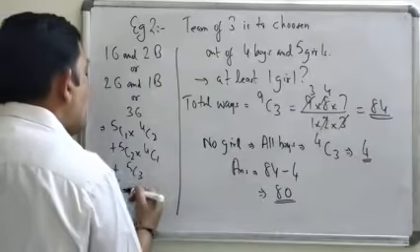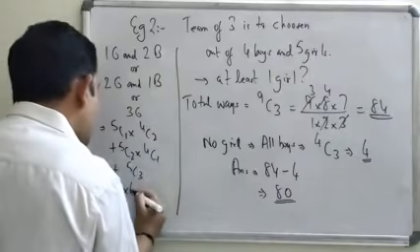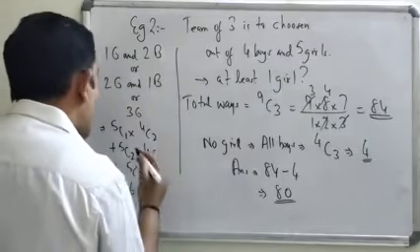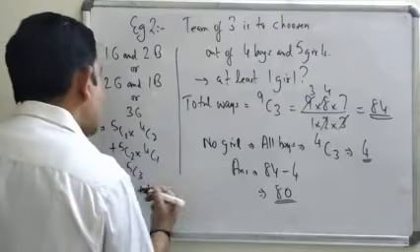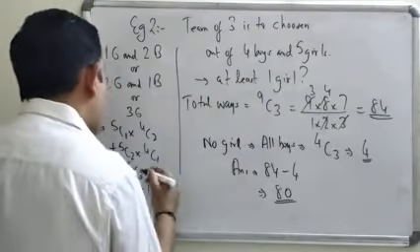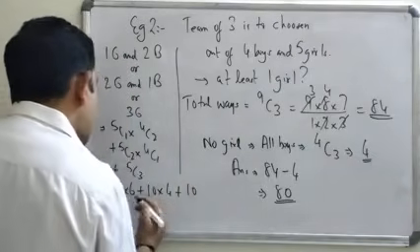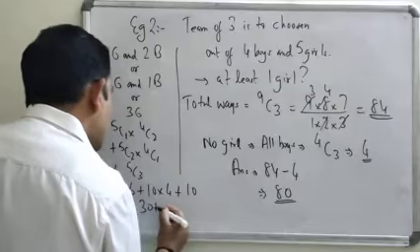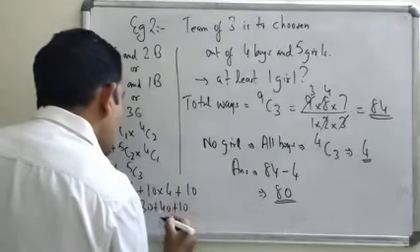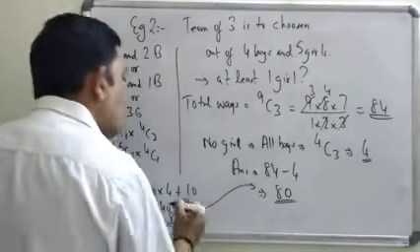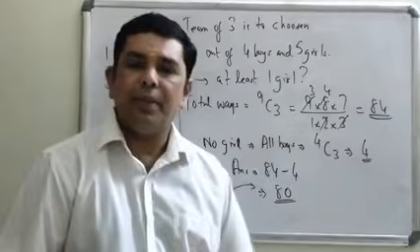So what will be the values? 5C1 is 5. What is 4C2? It is 6. What is 5C2? 5C2 is 10. What is 4C1? 4. What is 5C3? 5C3 is same as 5C2, that is 10. Let us see. So 30 plus 40 plus 10. Am I getting to the same answer? Yes, you have to get to the same answer.